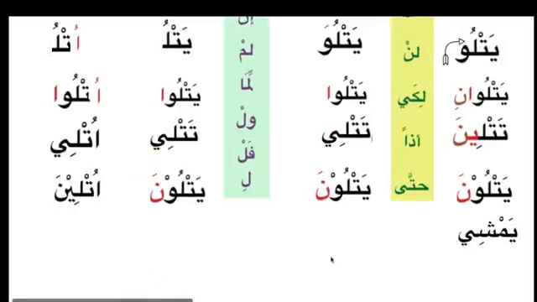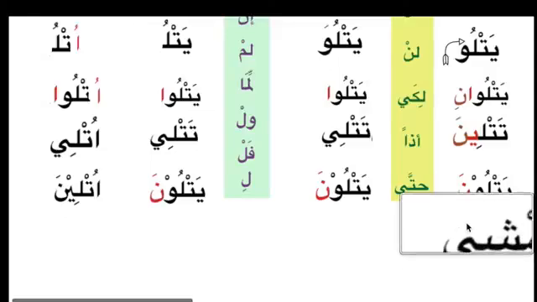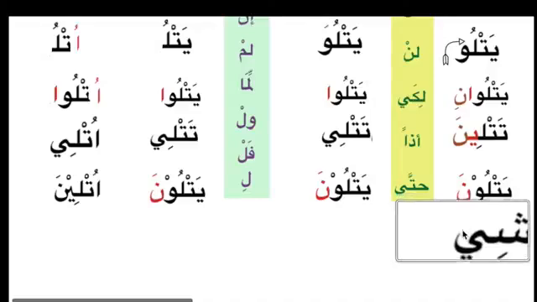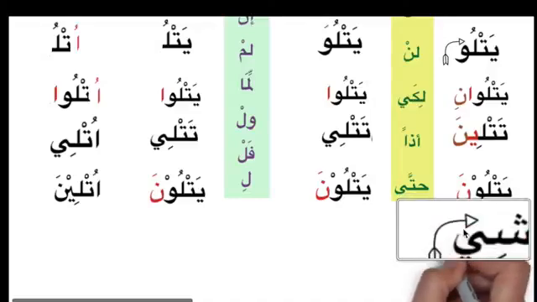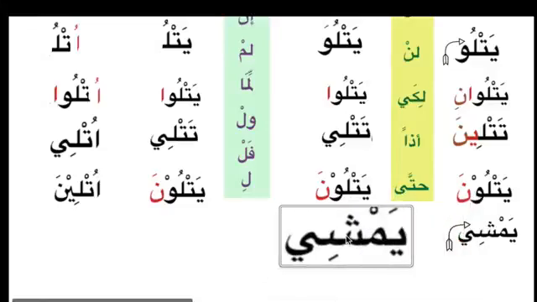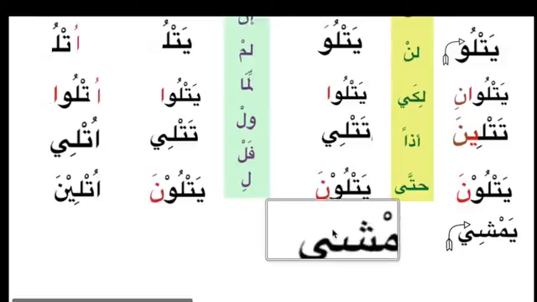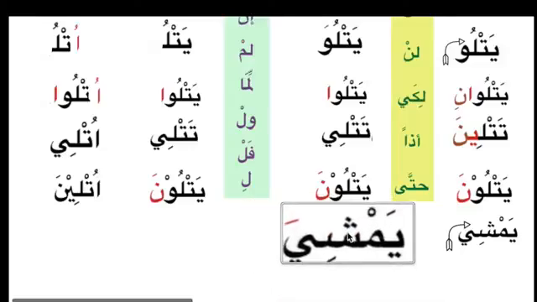We go to yamshi. If you see here, yamshi is actually yamshi-yu. We know there is no dhamma shown, it's a dhammatul muqaddara. Whereas if we come here, because there's a kasra here, the ya will get a fatha. So it becomes yamshiya in the mansoob form.